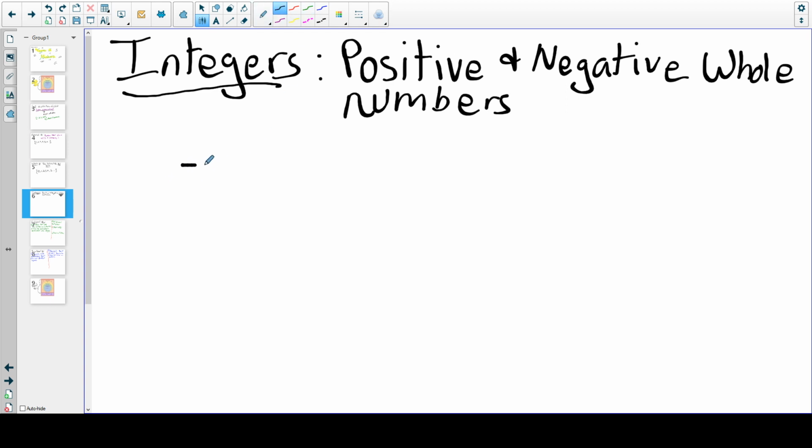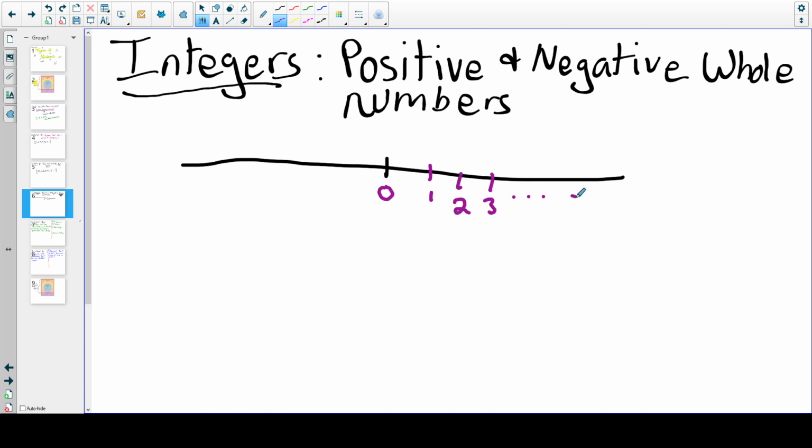So if I have a straight line and my whole numbers, normally we start here at 0. Then we go 1, 2, 3, and so on and so forth. Integers are saying, well, we can go the other way now. So before 0 is -1, -2, -3, and so on and so forth infinitely.